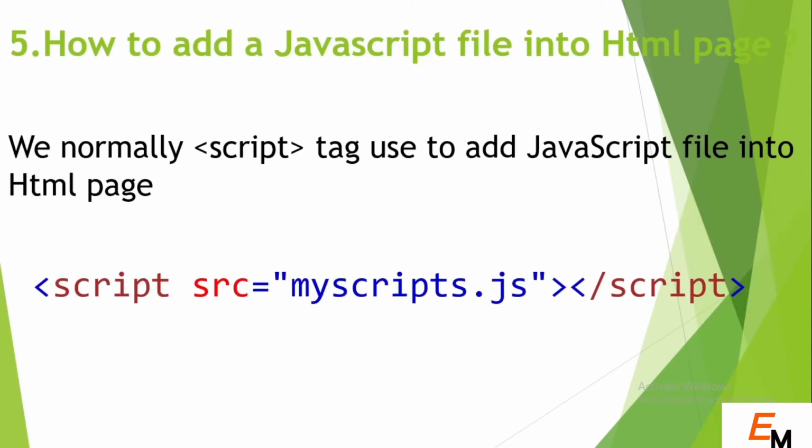So the fifth question is how to add a JavaScript file into an HTML page. We normally use the script tag to do this. So we have to define a script tag. Inside the script tag we have a src attribute, and inside the src attribute we normally define our file name, and after that close the script tag.